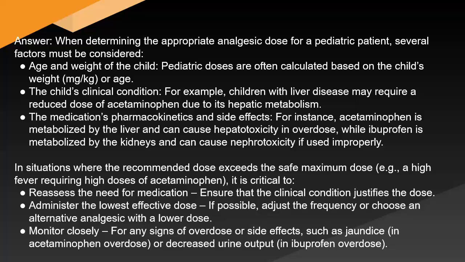The child's clinical condition. For example, children with liver disease may require a reduced dose of acetaminophen due to its hepatic metabolism. The medication's pharmacokinetics and side effects. For instance, acetaminophen is metabolized by the liver and can cause hepatotoxicity in overdose, while ibuprofen is metabolized by the kidneys and can cause nephrotoxicity if used improperly.